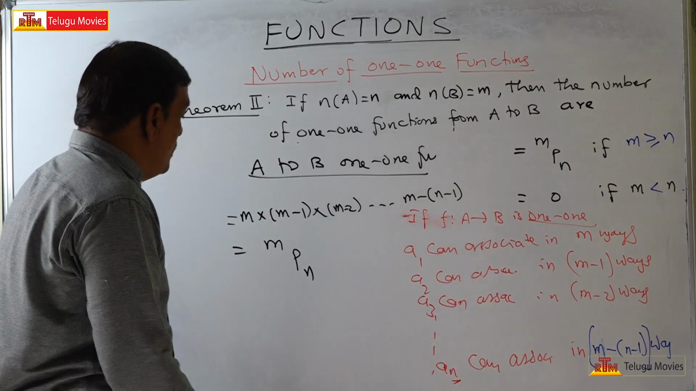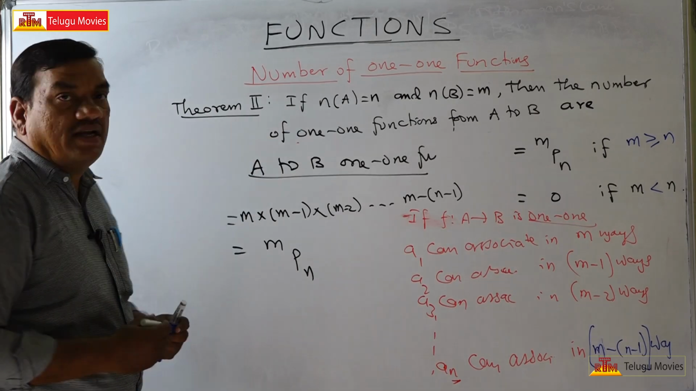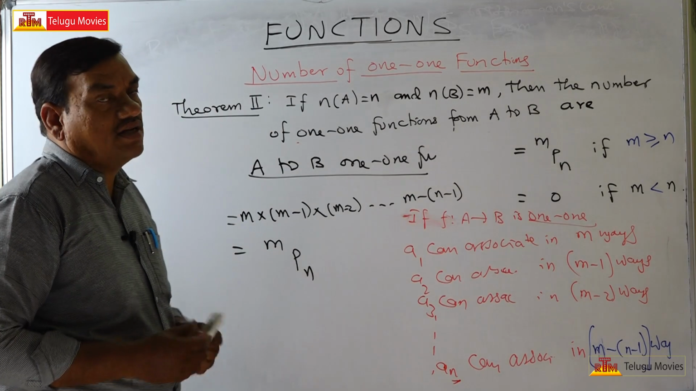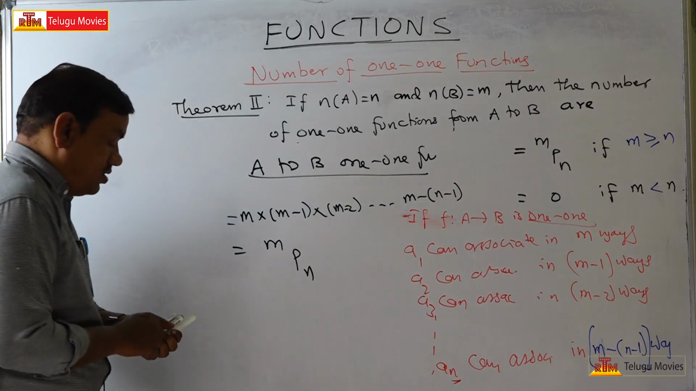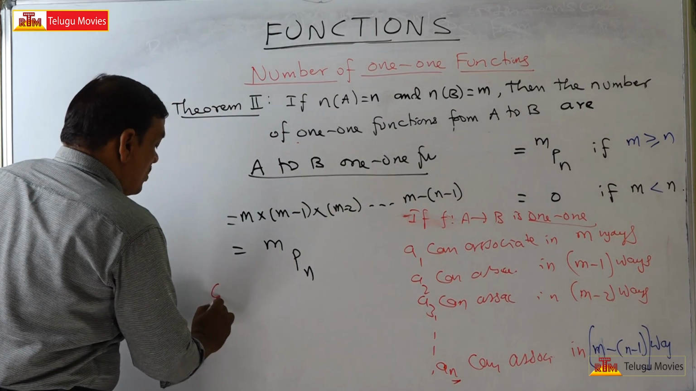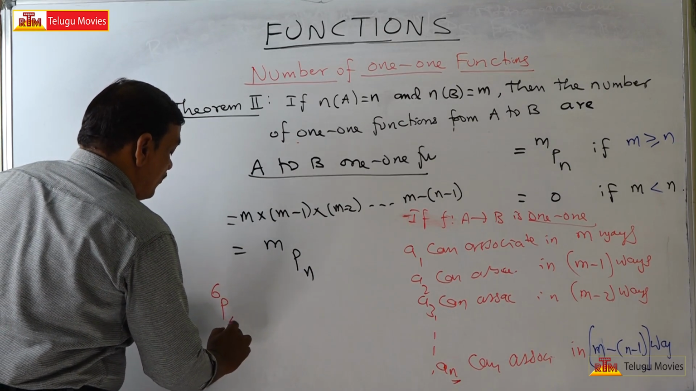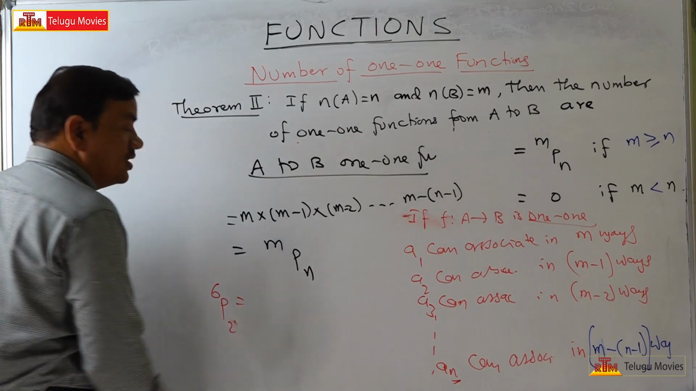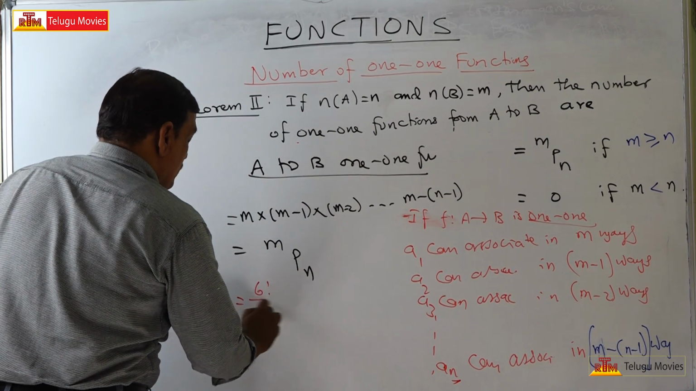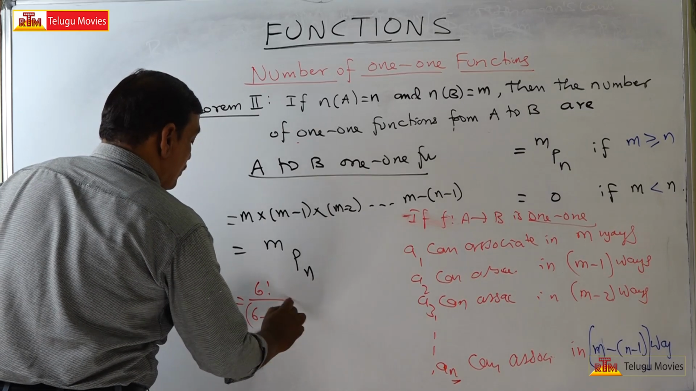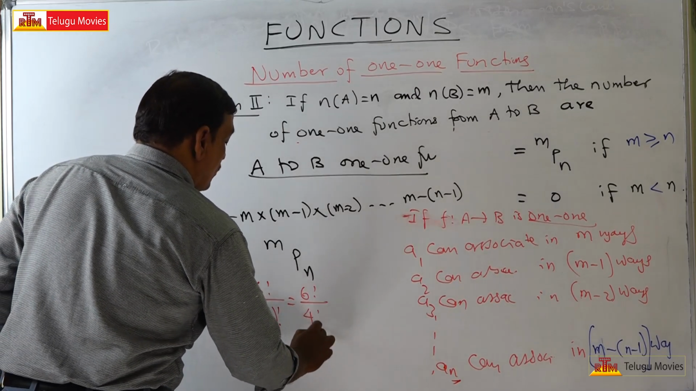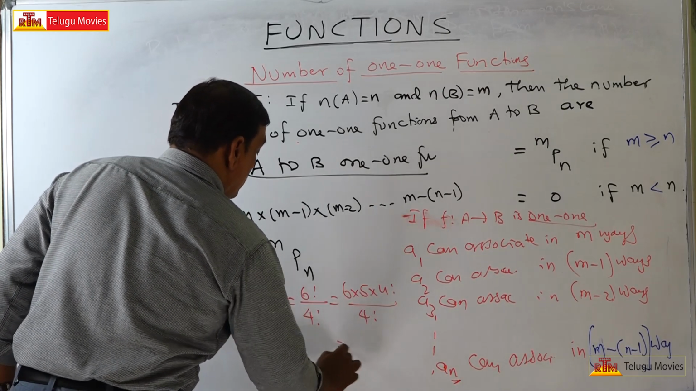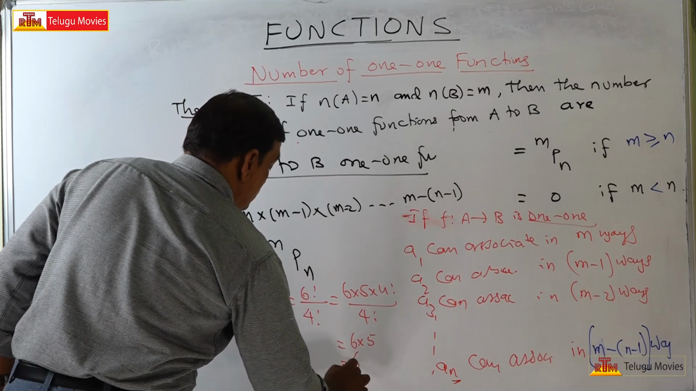You will get this only. Understand this? So like that we can get the formula. Otherwise, how can you get it immediately? I will write a very simple example. Let us see what is the value of 6P2. 6P2 value is how much? It is 6 factorial by 6 minus 2 factorial. That is 6 factorial by 4 factorial. That means 6 into 5 into 4 factorial by 4 factorial. That means 6 into 5.